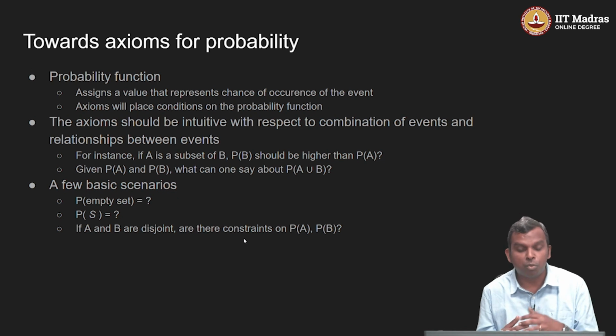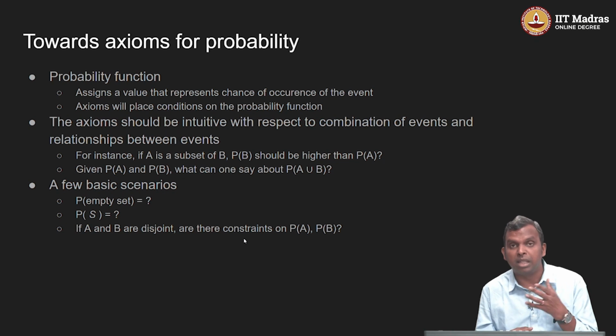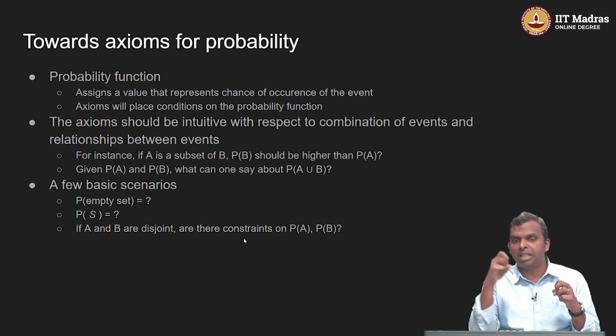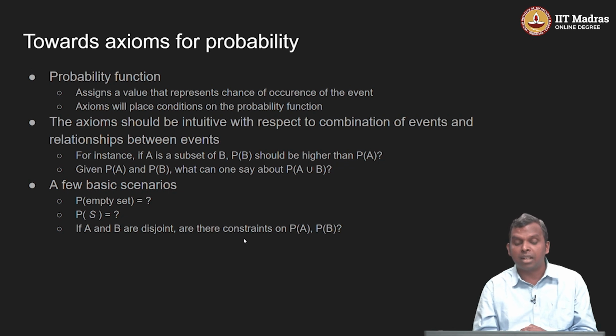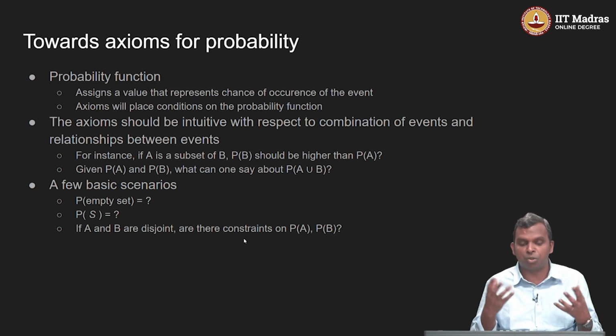Okay. Here are a few more basic scenarios. For instance, if A is a subset of B, P of B, which is the value assigned by the probability function P to the event B, should it be higher than P of A or lower than P of A? What does your intuition tell you? If you have A being a subset of B, and P is the probability function, P is associating a value P of A to the event A as the probability of A, P of B as the probability of B. If A is a subset, you want intuitively P of B to be higher than P of A. So this might be a condition that you desire. Your probability function should be like that.